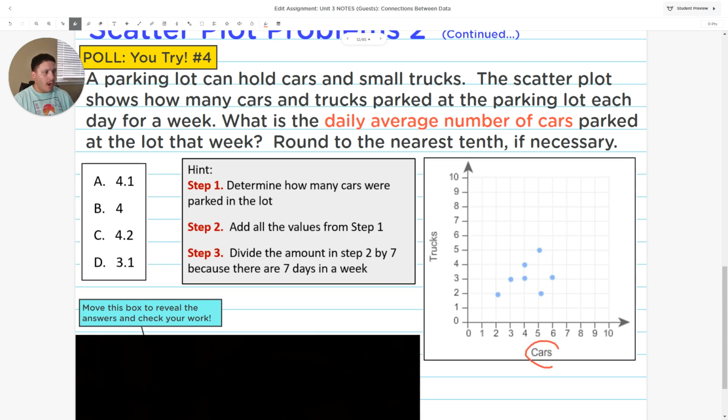So, cars are what we're looking at in this problem. Step 1, determine how many cars were parked in this parking lot. Starting from the left, I have 2, and then 3. I have two 4s. I have two 5s. That one's skewed a little to the right, but we're going to count that as 5. And then I have one 6. Now we're going to add those all up and divide by the number of dots that we have.